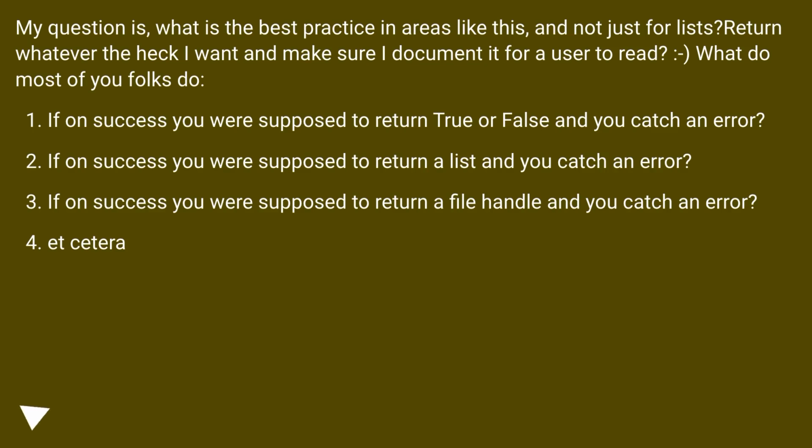My question is, what is the best practice in areas like this, and not just for lists? Return whatever the heck I want and make sure I document it for a user to read? Smile, what do most of you folks do? If on success you were supposed to return true or false and you catch an error? If on success you were supposed to return a list and you catch an error? If on success you were supposed to return a file handle and you catch an error? Etc.